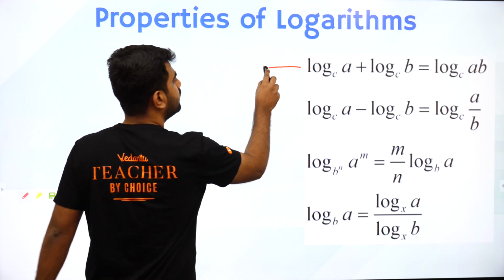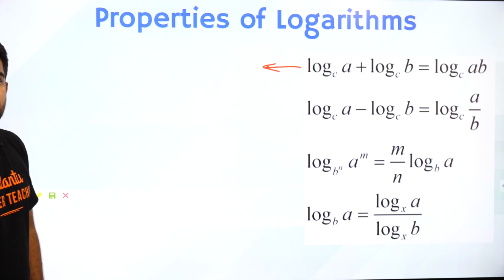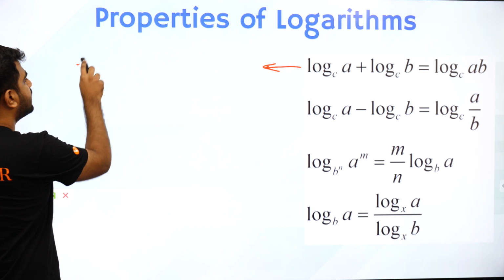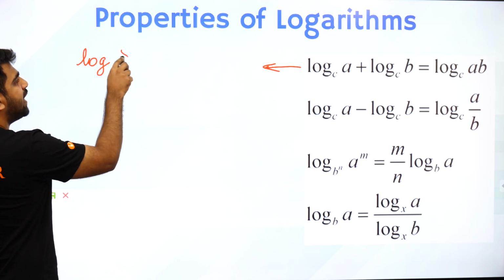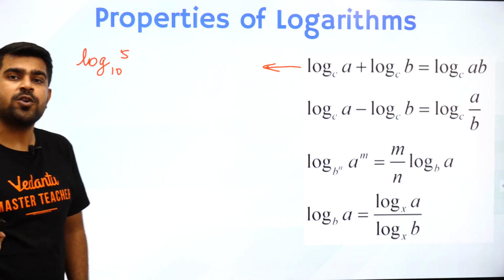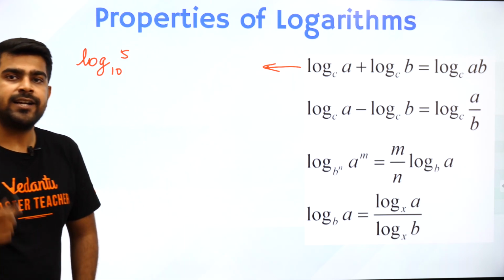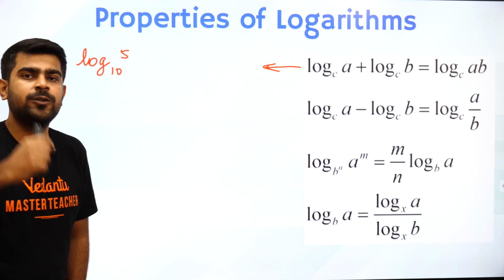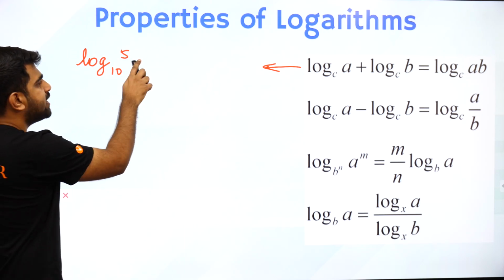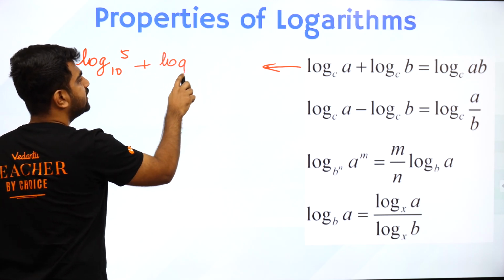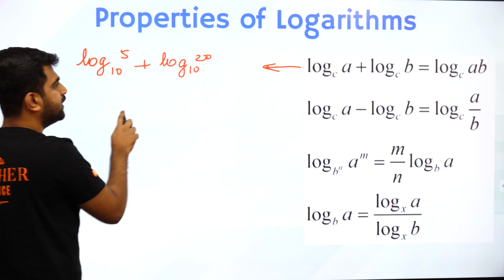Okay, let's look at the first one. So you have log a to the base c, right? Let me take an example. Let's say you have log 5 to the base 10. I'm taking base 10 because all of you are comfortable with base 10, at least those who know a little bit about log. Okay, so log 5 base 10 plus log, let's say, 20 base 10. What is that going to be?